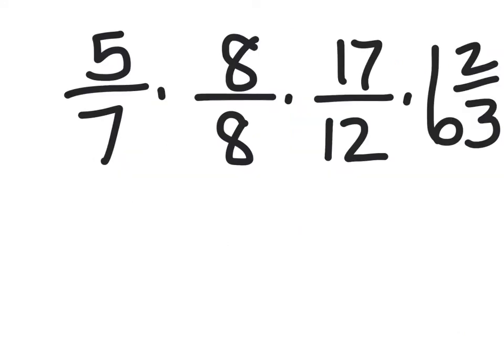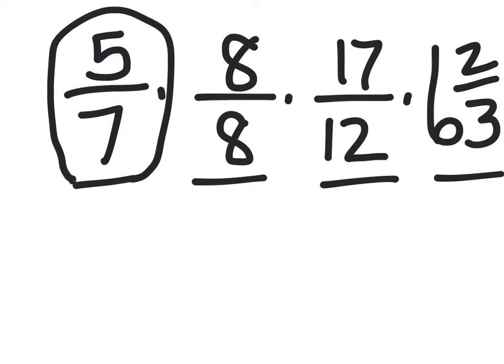Now I want you to look at these fractions, 1, 2, 3, and 4. I want you to think about proper fractions, improper fractions, whole numbers, and mixed numbers. Which one of these is a proper fraction? Proper fraction is going to be 5/7. I can't reduce it anymore. The numerator is smaller than the denominator, so this is a proper fraction.